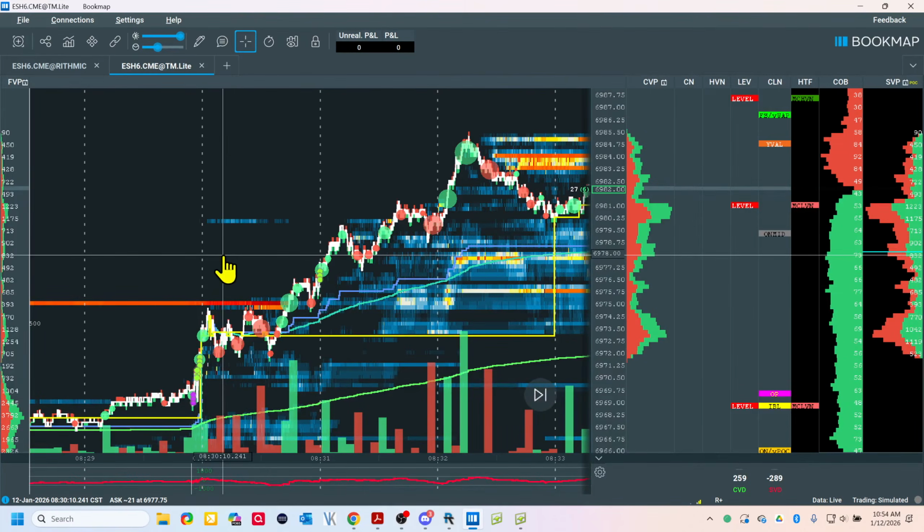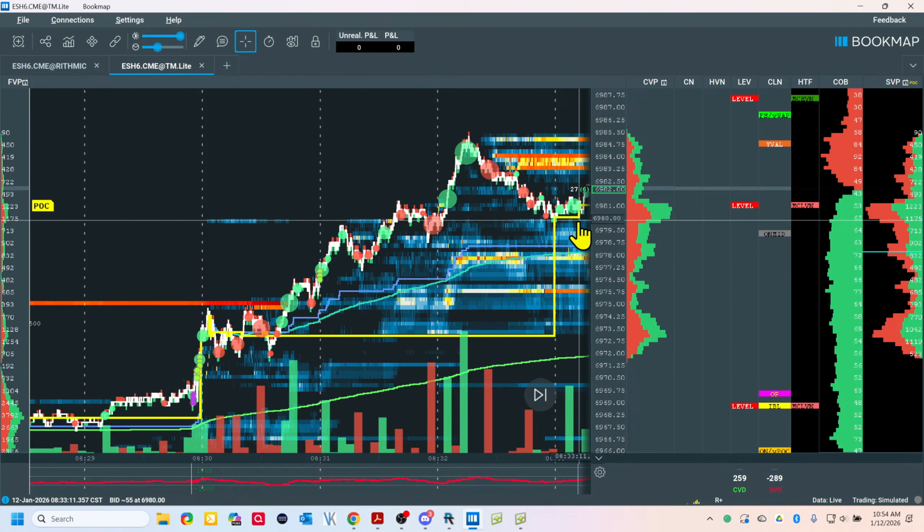How the heck do we do this? This is called VPOC migration. I made it up. It's a structured trade that I made up years ago.